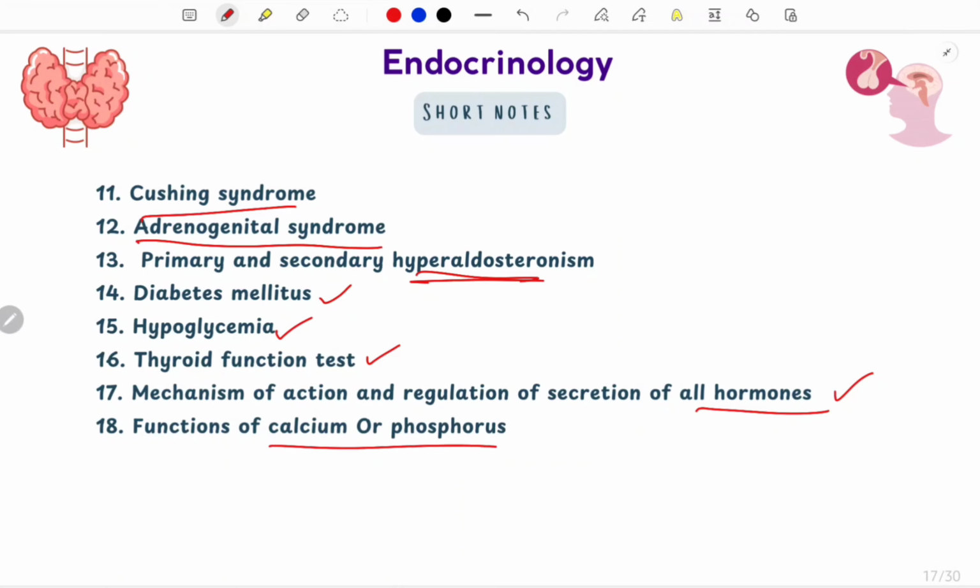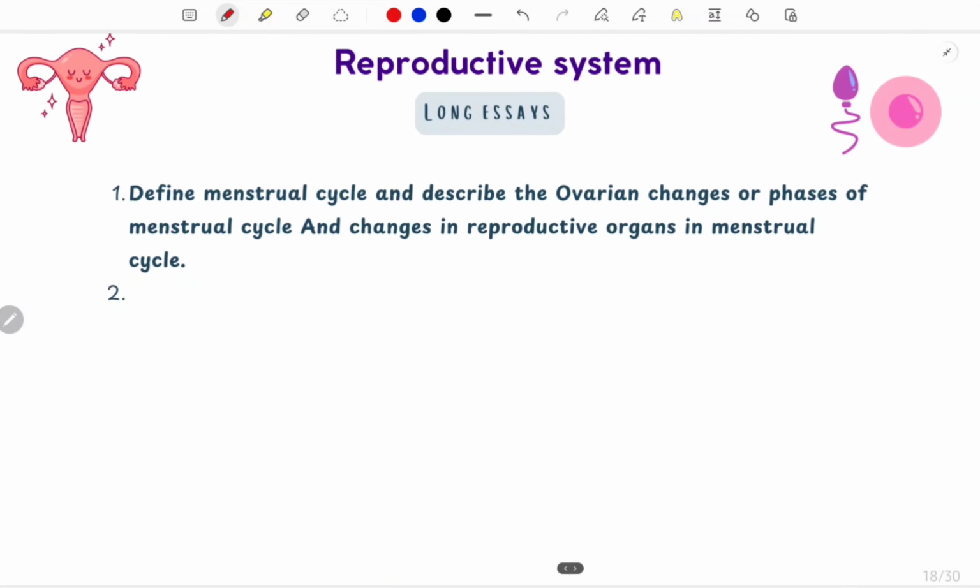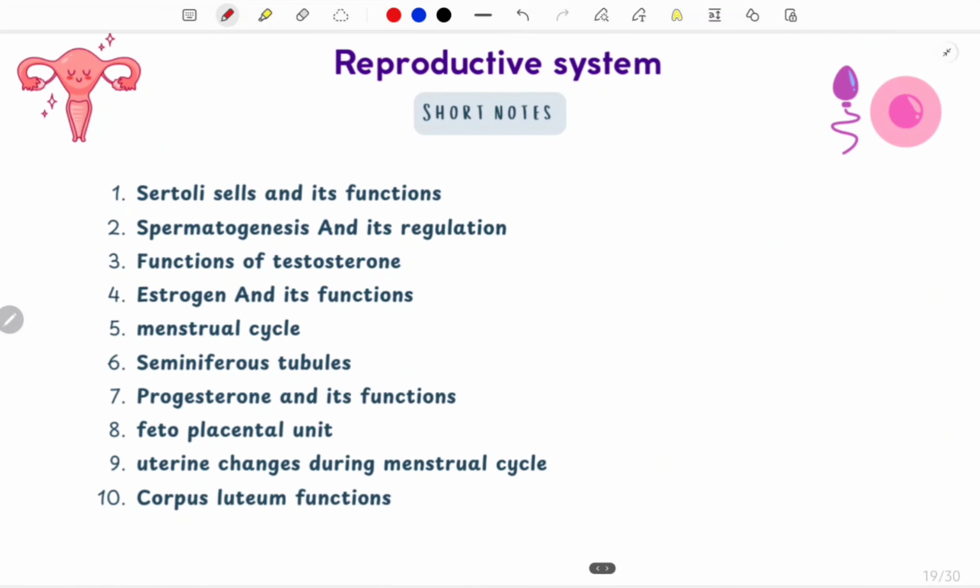Functions of calcium or phosphorus or magnesium or any other things like that. Then moving on to the reproductive system, here for the long essay, this is very important. Menstrual cycle is very important, okay? Describe the ovarian changes or phases of menstrual cycle and changes in reproductive organs in menstrual cycle. So this format can be varied.